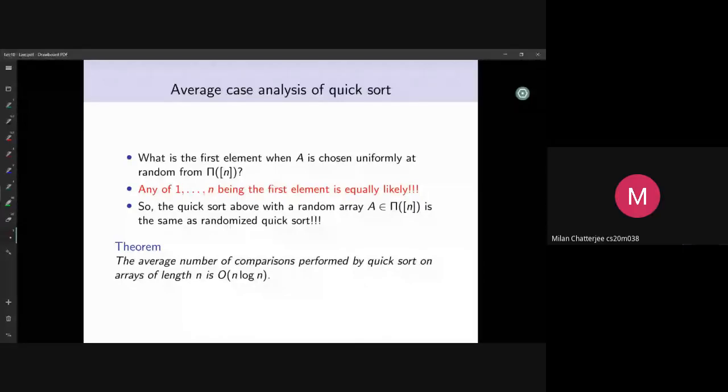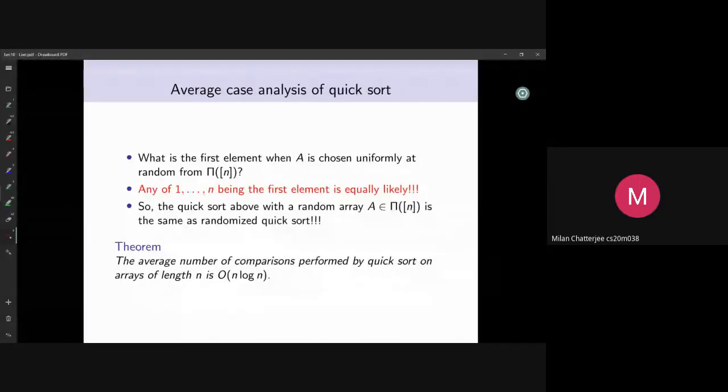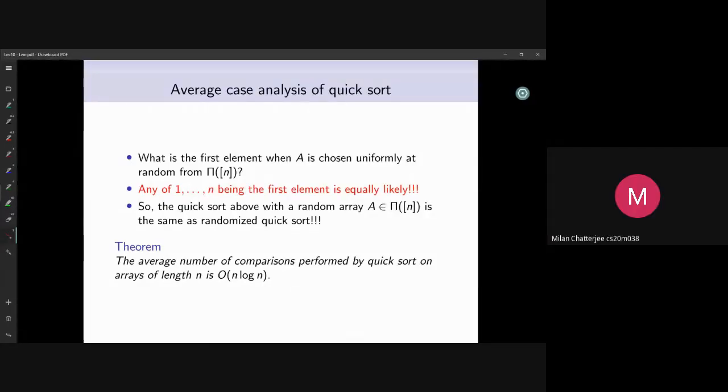Hello, sir. Am I audible? Yes, you're audible. Sir, in deterministic quicksort, we are always choosing the pivot element as the first one or something that is fixed. Yes, you're right. But in randomized quicksort, the array is fixed, but the pivot, whether I choose the first, second or third position, is not fixed.